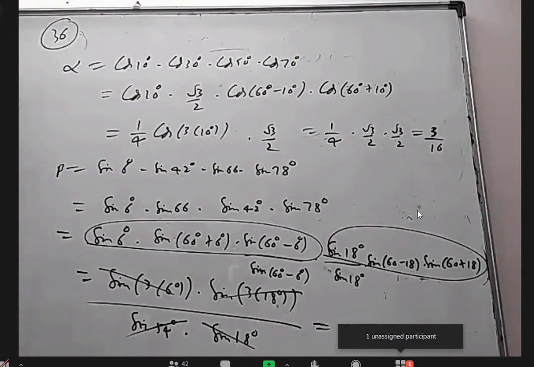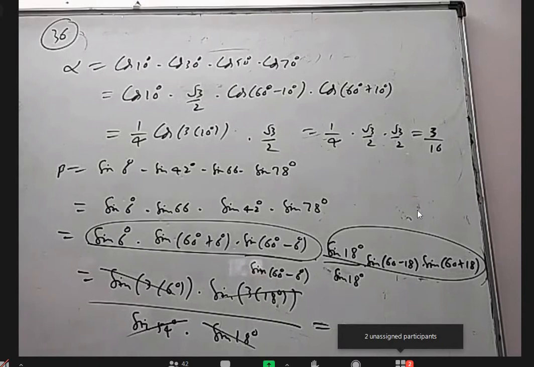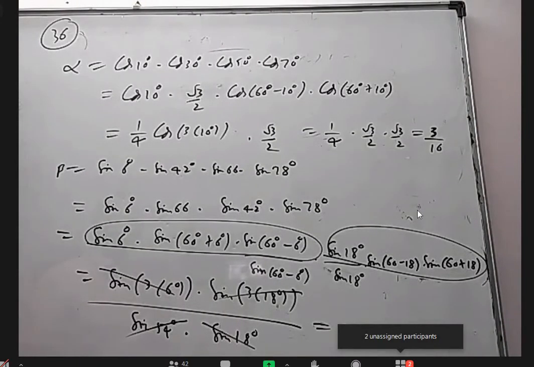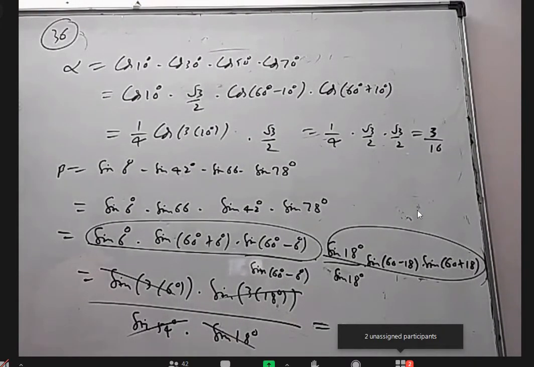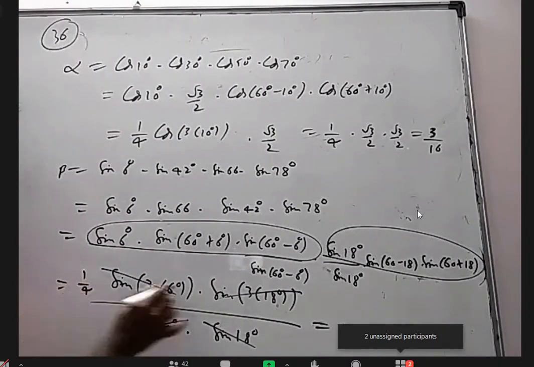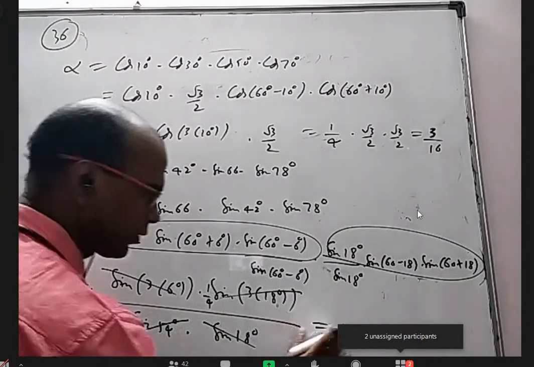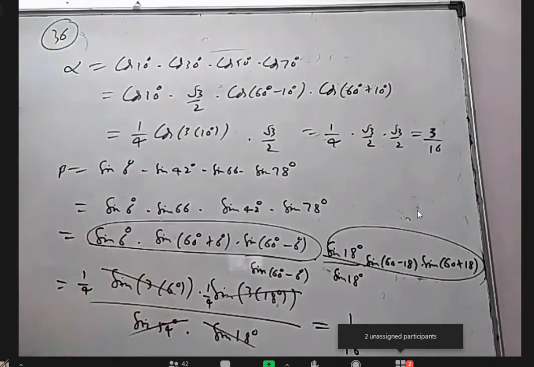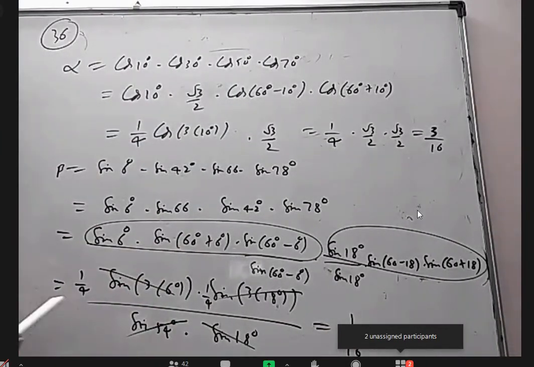Okay, everybody clear about these two? Sir, one doubt. Yeah, please. Sir, here sin theta into sin 60 plus theta into sin 60 minus theta is 1 by 4 sin. I forgot to write 1 by. Thank you. This is 1 by 4 here. There is 1 by 4 here. Sorry. Yeah, please correct this.